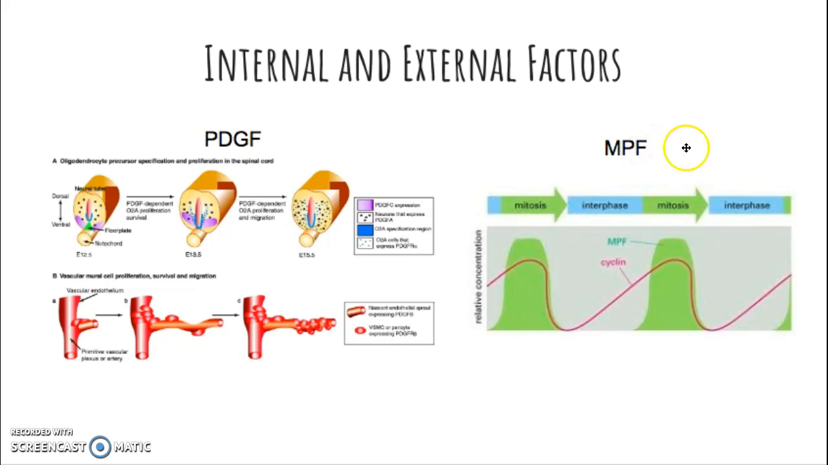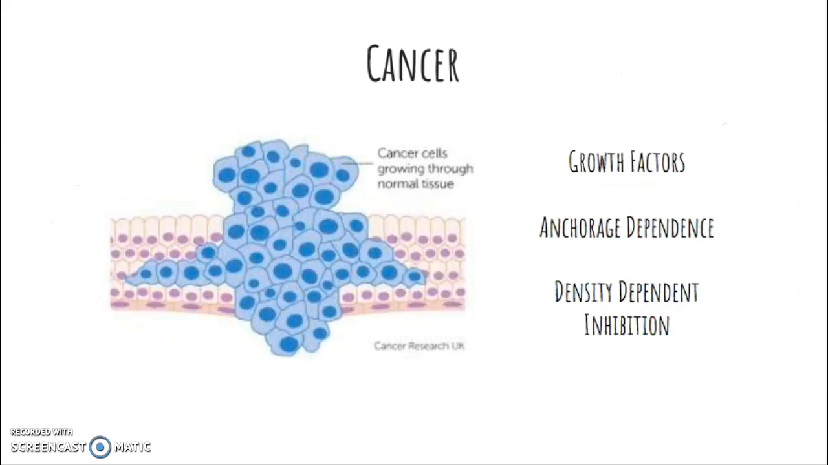Then another signal that we have over here is the MPF, or the mitosis promoting factor, and it is needed to pass the G2 phase. This allows the cell to enter the mitotic phase. These are two types of internal signals that are sent in order for the cell to split. So both of these are internal. Then we have how all of this, the entire cell cycle, and an interruption of it actually causes cancer.